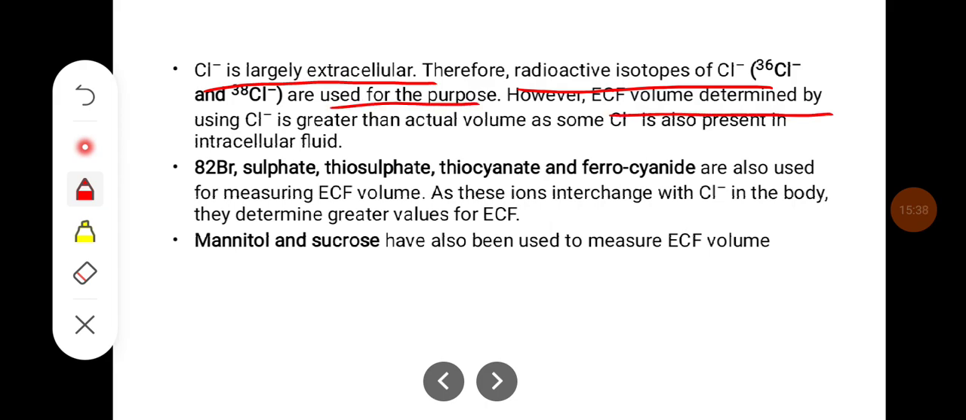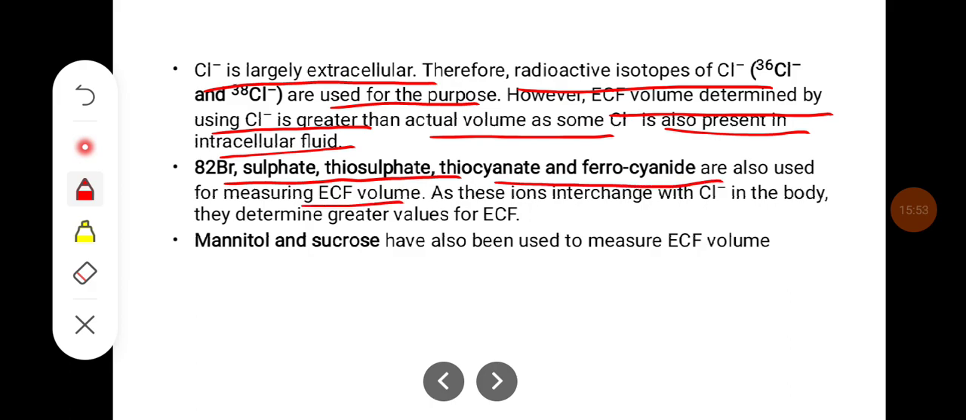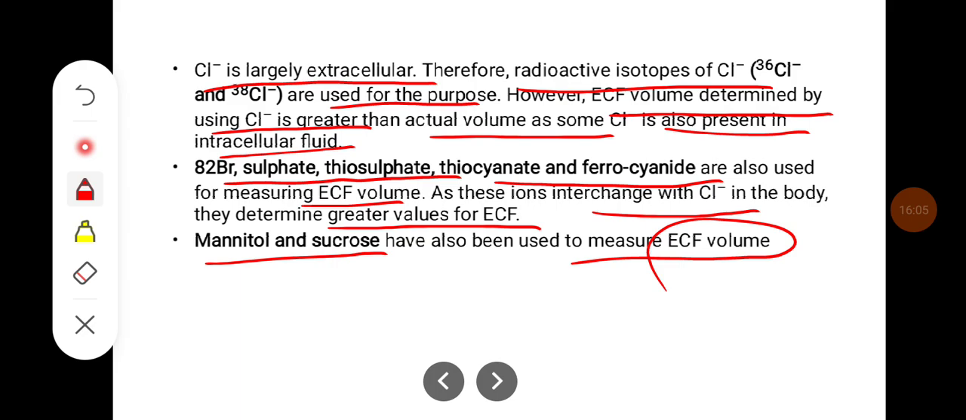However, the ECF volume determined using chloride is greater than the actual volume, as some chloride is also present in the intracellular fluid. Bromide 82, sulfate, thiosulfate, thiocyanate, and ferrocyanide are also used for measuring ECF volume, as these ions interchange with chloride in the body and give greater values for ECF. Mannitol and sucrose have also been used to measure the ECF volume.